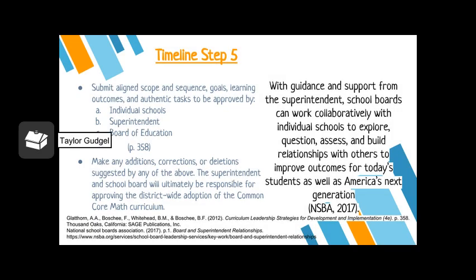Step 5. Now it is time to submit the aligned scope and sequence, goals, learning outcomes, and authentic tasks to be approved by individual schools, the superintendent, and the Board of Education. It is also time to make any additions, corrections, or deletions suggested by any of the above. The superintendent and school board will ultimately be responsible for approving the district-wide adoption of the Common Core math curriculum. Over to the right, you will also see another quote about this step.